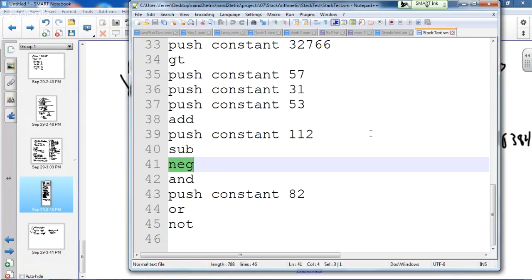We also have and, or, and not. Not, like neg, is a unary operation. It pops one value off the stack, flips all the bits, pushes it back on. And and or do what you think they do. Okay. Generally speaking, the implementations of all binary operations are very similar, as are all implementations of unary operations.